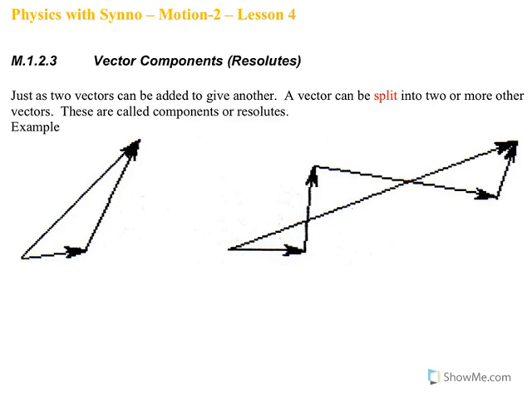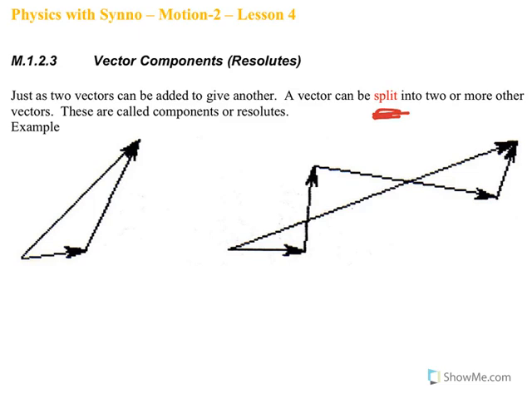Alright, the fourth and final lesson about vectors is vector components, or resolutes. They're known by either of those terms. I tend to talk of them as components. So in your notes, just as two vectors can be added to give another vector, a vector can be split into two or more vectors. These are called components or resolutes.